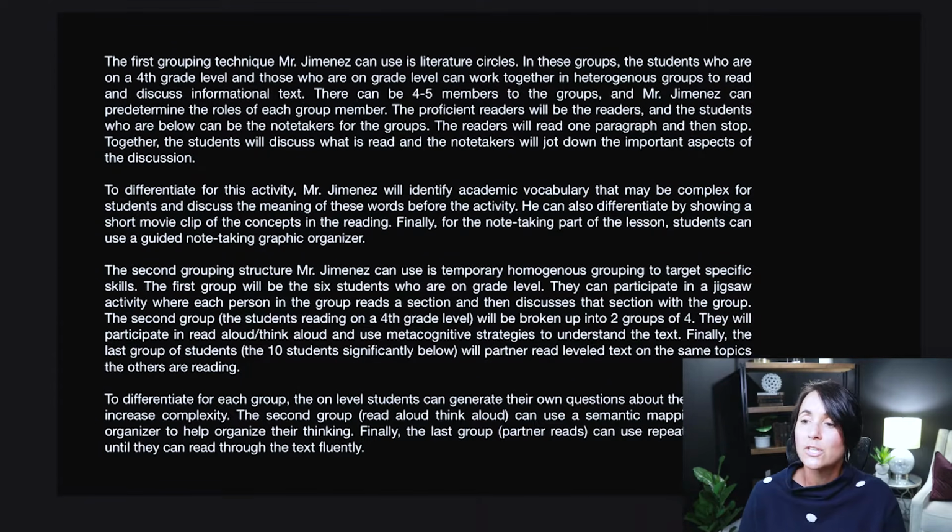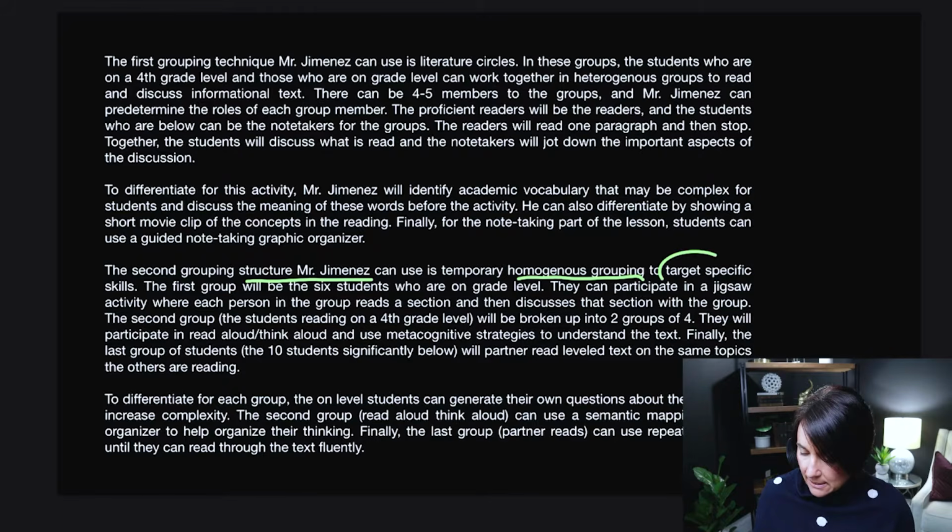All right, so now we have the second grouping structure. Remember, they wanted 2 grouping structures. The second grouping structure Mr. Jimenez can use is temporary homogeneous grouping, okay? Temporary homogeneous grouping. And this is to target specific skills. Those are good words. You'll always hear me talk about good words when we are talking about homogeneous grouping. I've got my low levels in a group and I want to target. I want to pinpoint what's going on and help them with that.